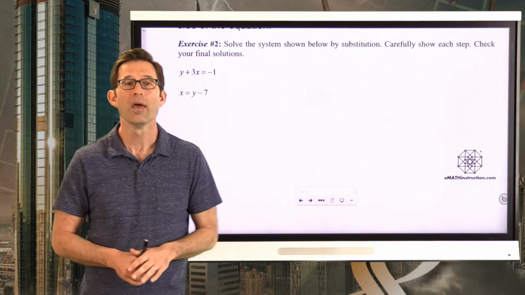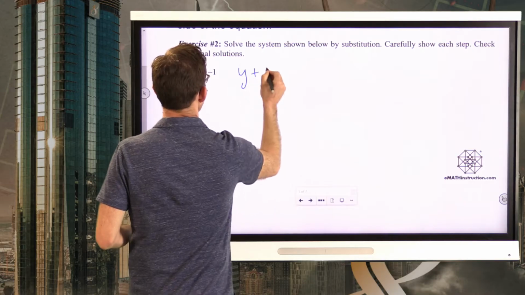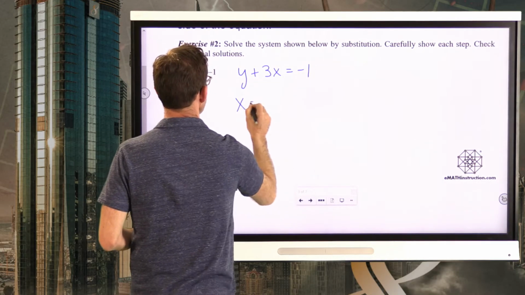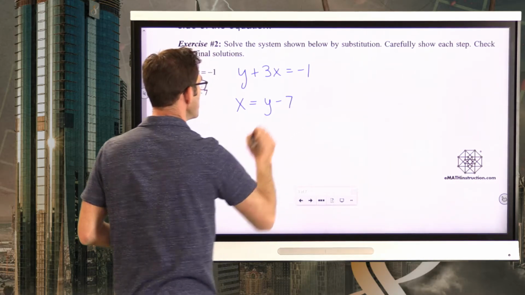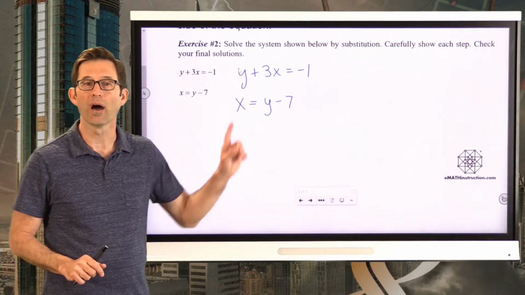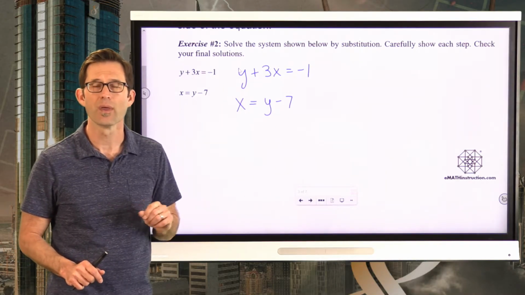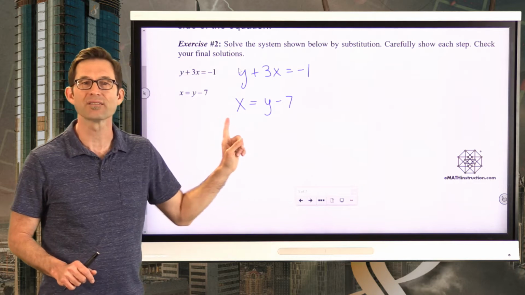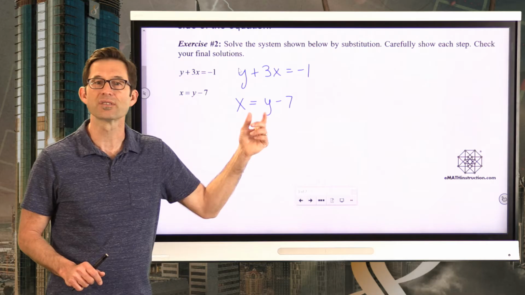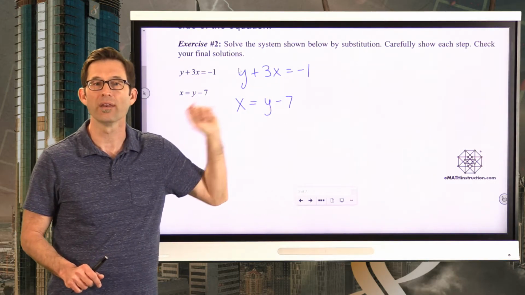All right, great. Now when we look at these two equations, and let me write them just a little bit bigger, y plus 3x equals negative 1 and x equals y minus 7. Notice that in this equation both the y and the x are on the same side of the equation. But in this one, the x is isolated. It's all by itself. So I can actually substitute y minus 7 in for this x right here.